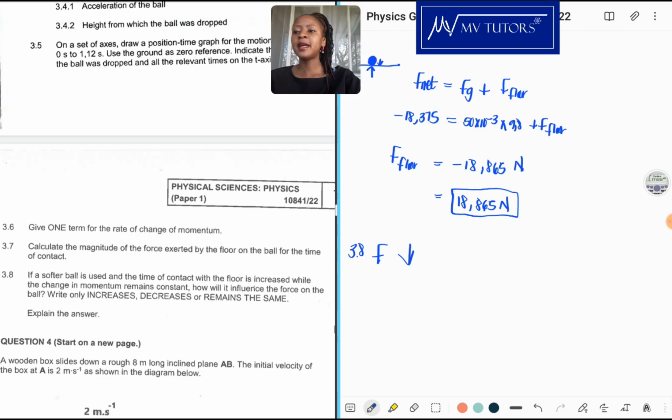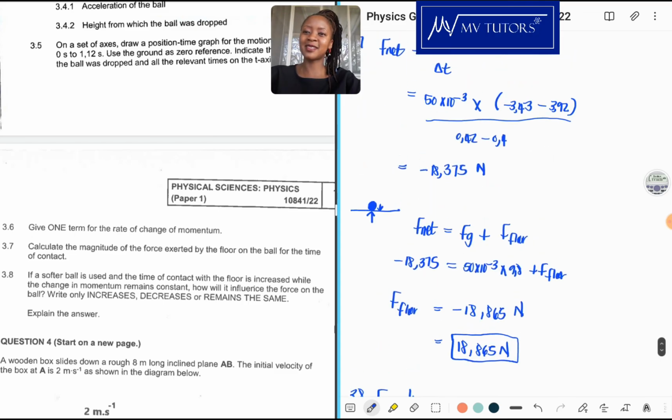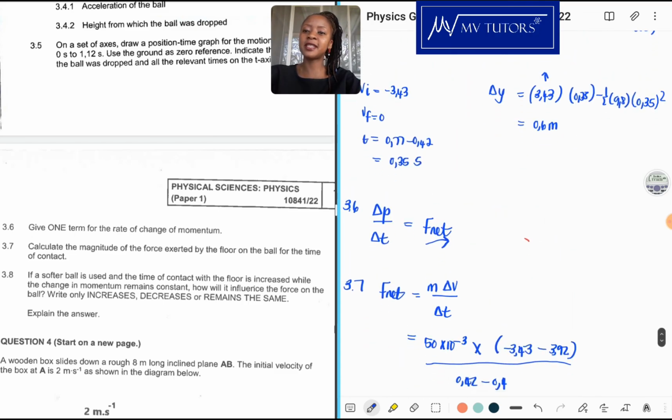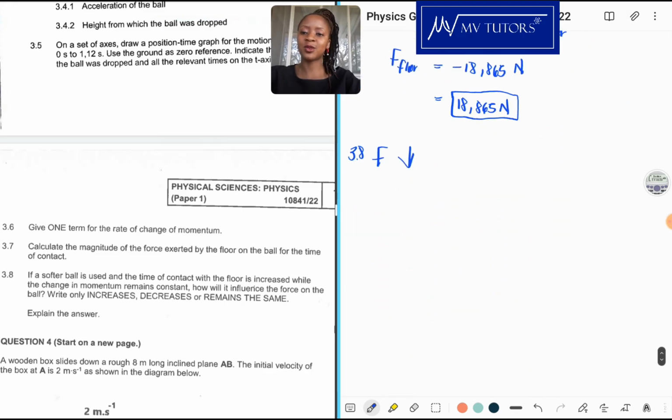And explain your answer. When you increase the time of contact, it will decrease the force that is applied. You can see on the formula, if you increase time, your force will decrease. They are inversely proportional. So that's what I would say. And we are done with question 3. Enjoy the rest of your day.